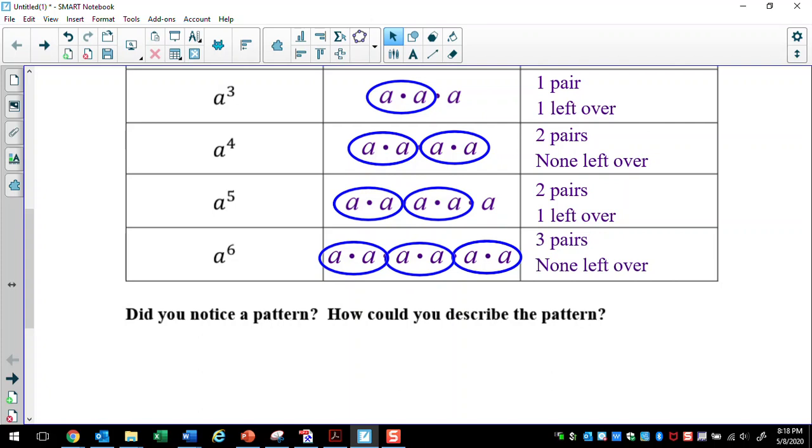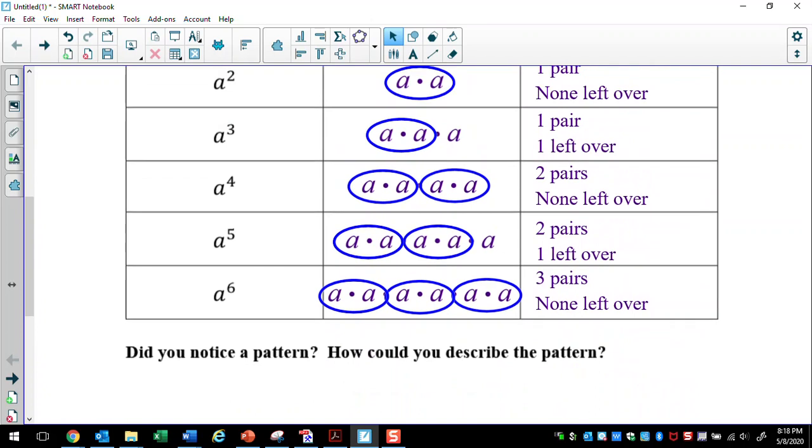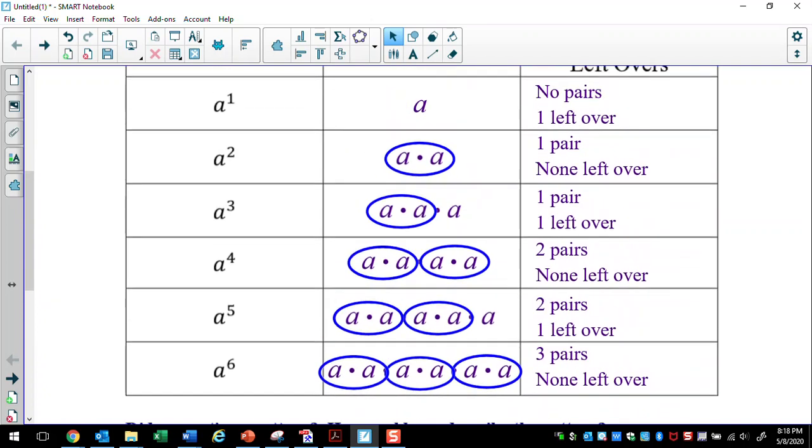All right, did you notice a pattern at all? So think about what kind of pattern you may have seen, and how could you describe that pattern? So the pattern that I notice is that if my exponent is even, I have none left over. If my exponent is odd, I always have one left over.